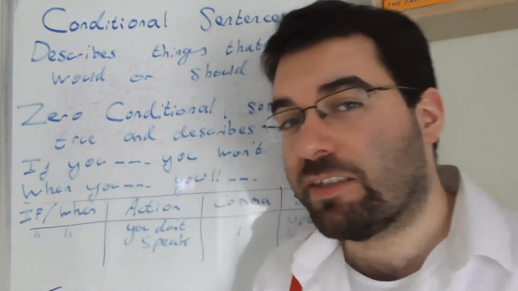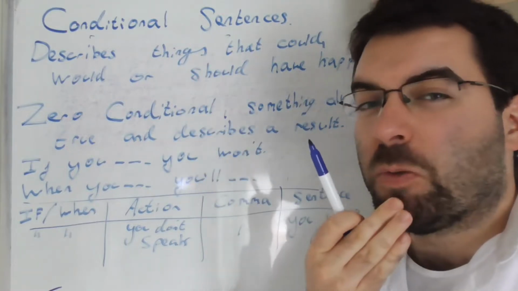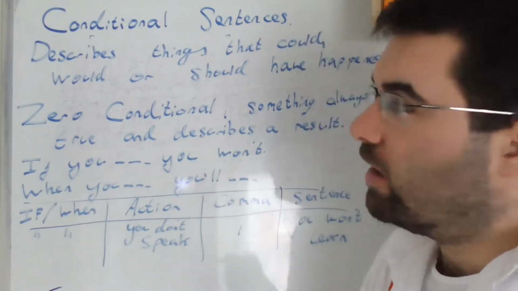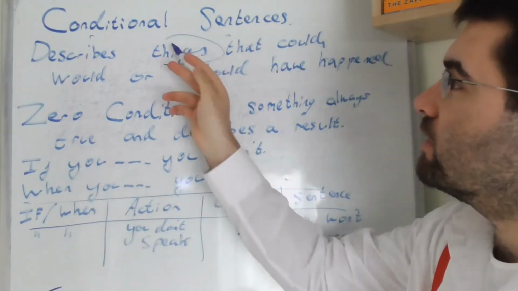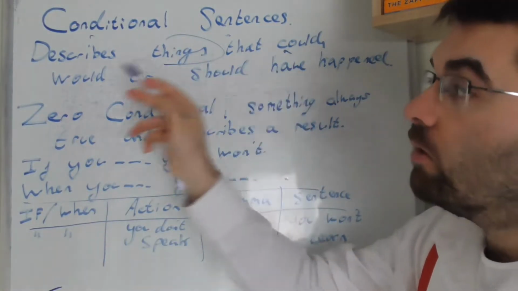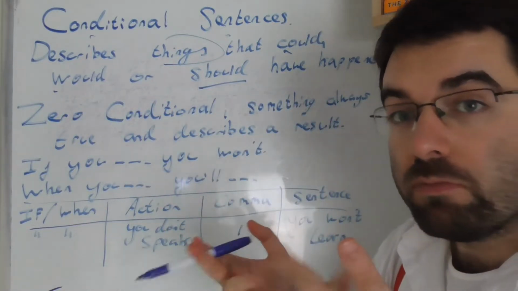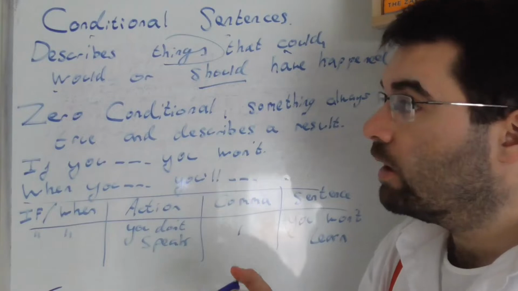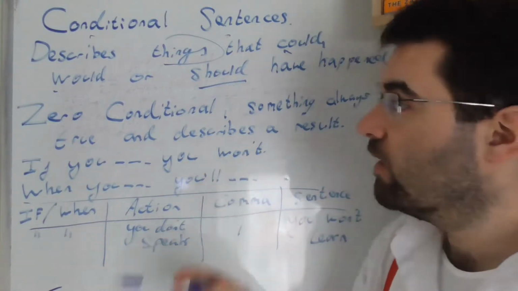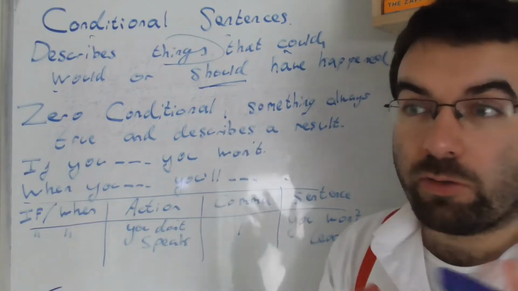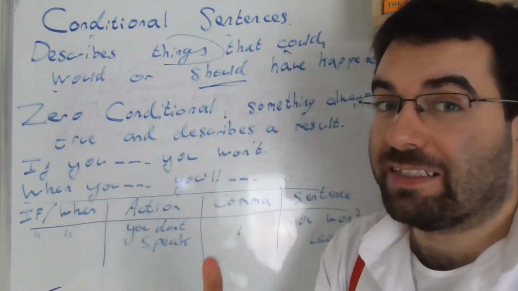But in today's lesson, let's look at the conditional sentences. Let's have a look what they're all about. Let's get started. Conditional sentences describe things that could, would, or should have happened. It could happen, it would happen if, or should. Everything is working, it should do this.